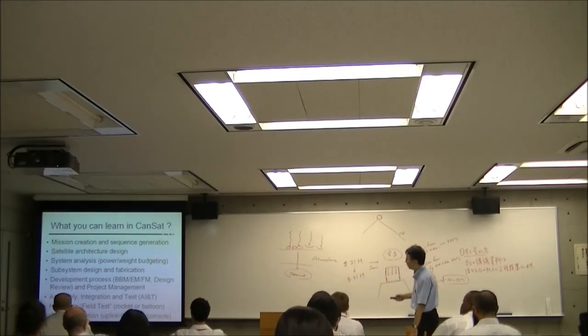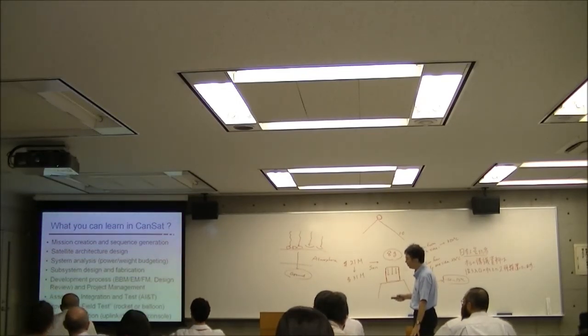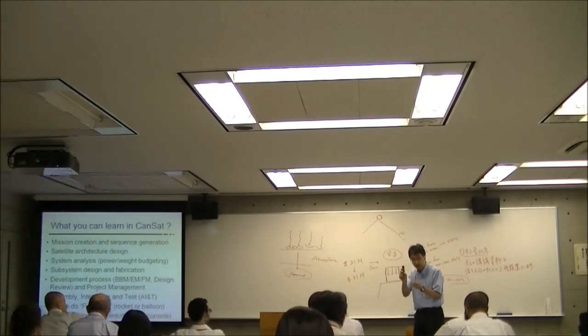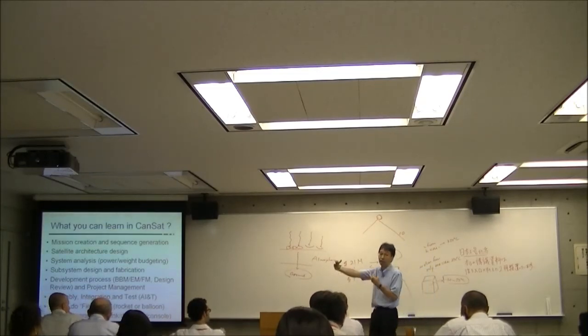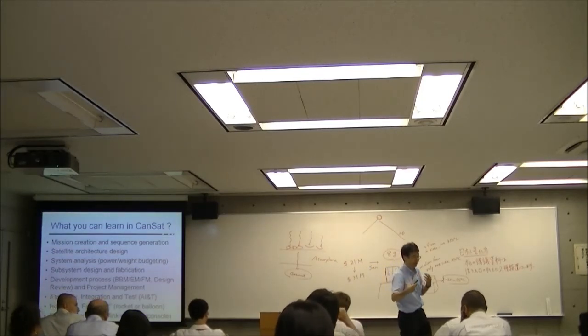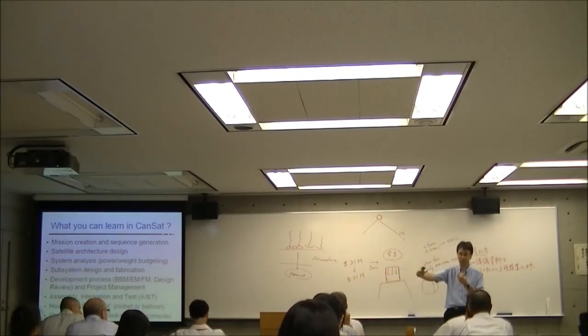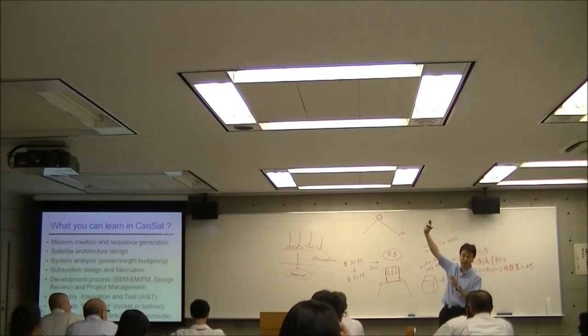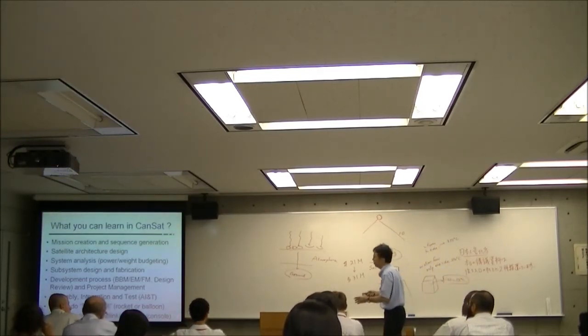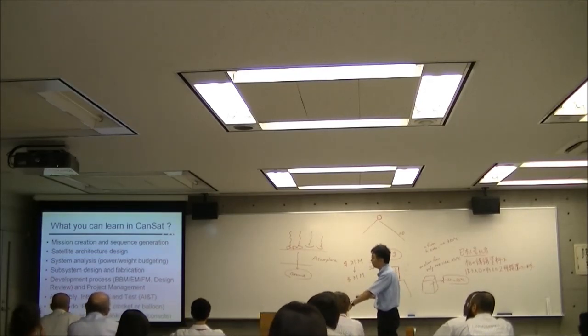Okay, and the subsystem design and fabrication. So this goes without saying, okay? System analysis, as I said before: power and weight budget. Weight budgeting is also very important. You can summarize all the required components and calculate the total weight. And maybe the total weight has some limitation, because it will be launched by the rocket. So you should reduce the weight if it exceeds the limitation. Okay? So you can do such kind of power and weight budget.